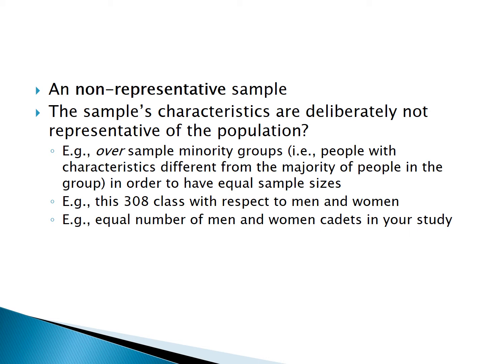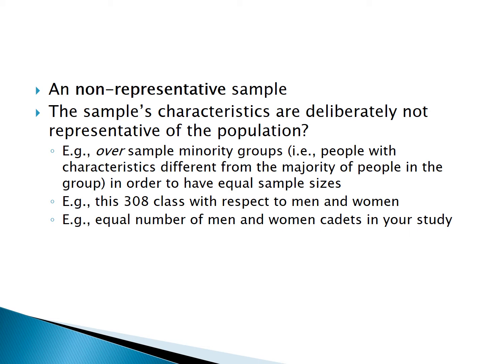So for example, in this 308 class, with respect to men and women, because we have more women than men in this class, we would oversample the men. A proportionally higher number of the men would participate in a study compared to the proportion of women, because we wanted a sample that had equal numbers of men and women.